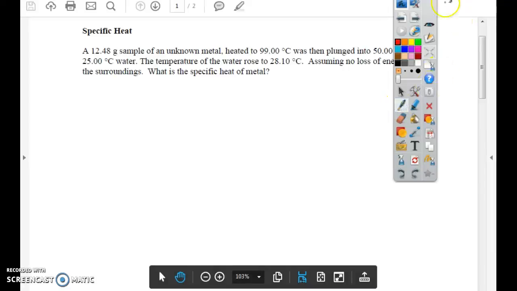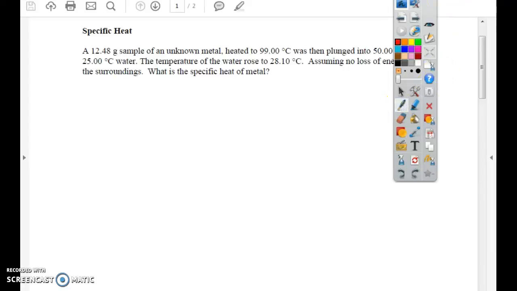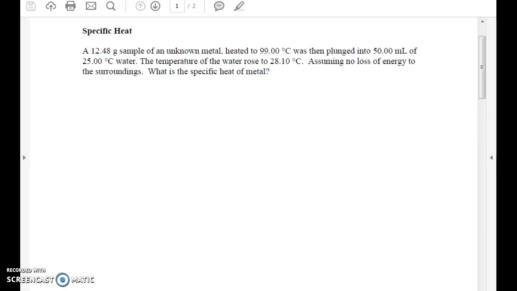I'm going to cover two types of problems in this video. One is specific heat capacity of a metal, and the other one is heat of dissolution. So I'm going to cover the specific heat problem first.